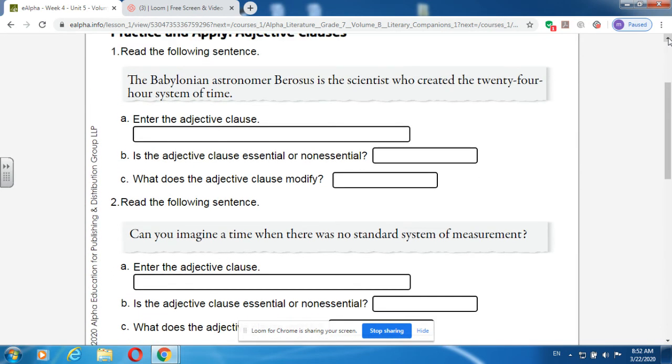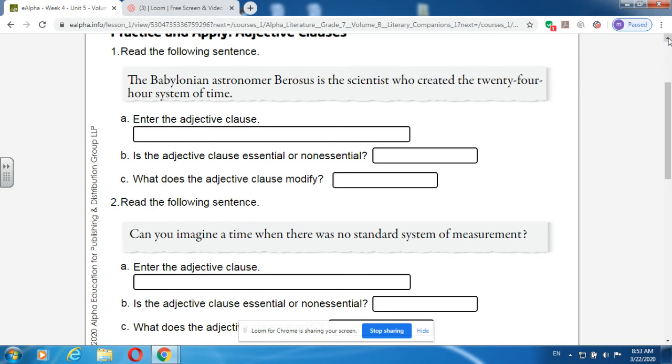Here, it says, read the following sentence. The Babylonian astronomers, Berosus, is the scientist who created the 24-hour system of time. Enter the adjective clause. Tell me, is it essential or non-essential? What does the adjective clause modify?